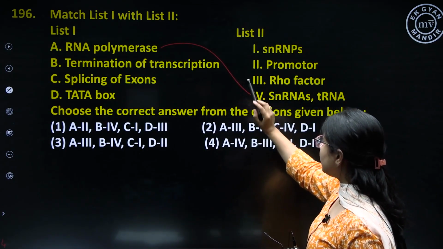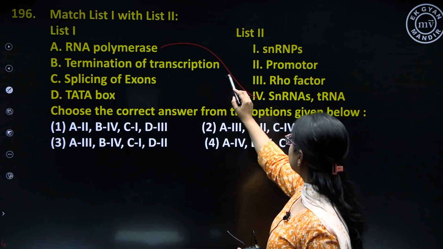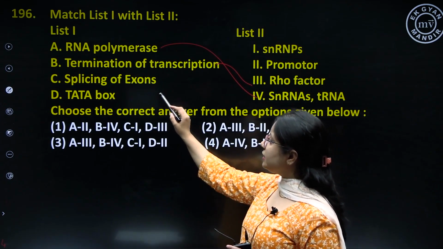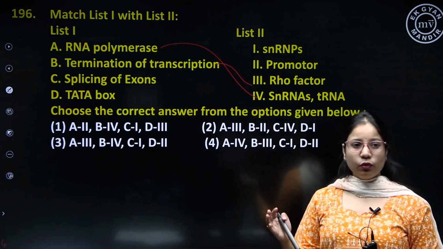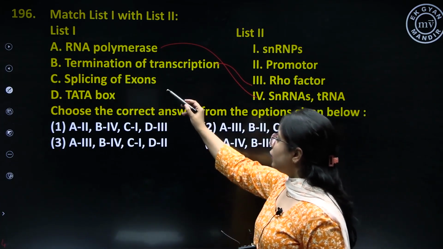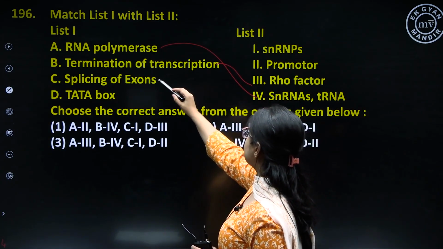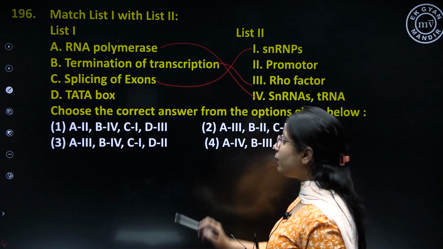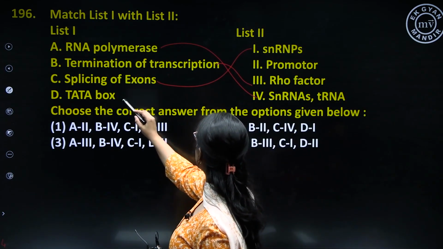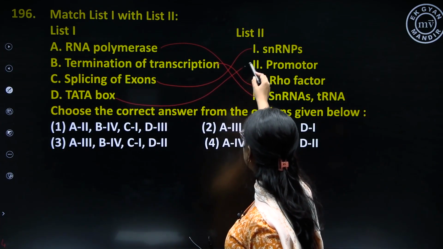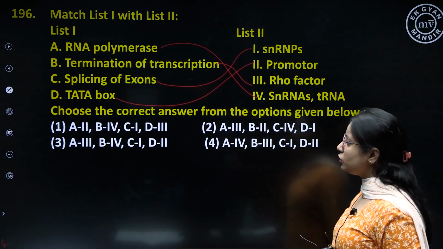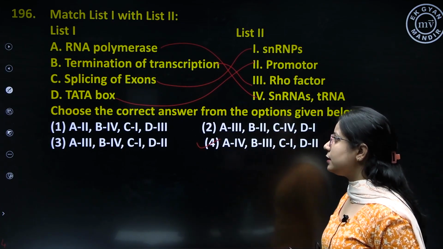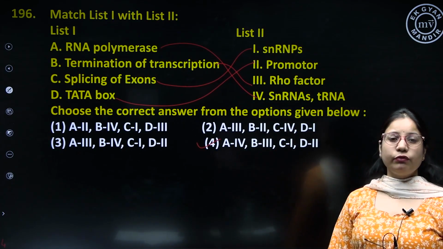Termination of transcription. Transcription is terminated by rho factor. Splicing of exon, that is removal of introns. This process is done with the help of snRNPs. TATA box, it is a recognition sequence, and इसका correct match is 2. So the correct option for 196 is option number 4.